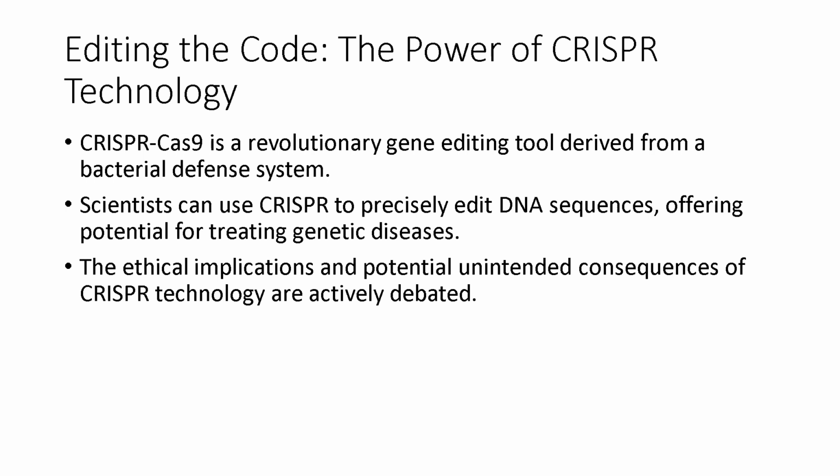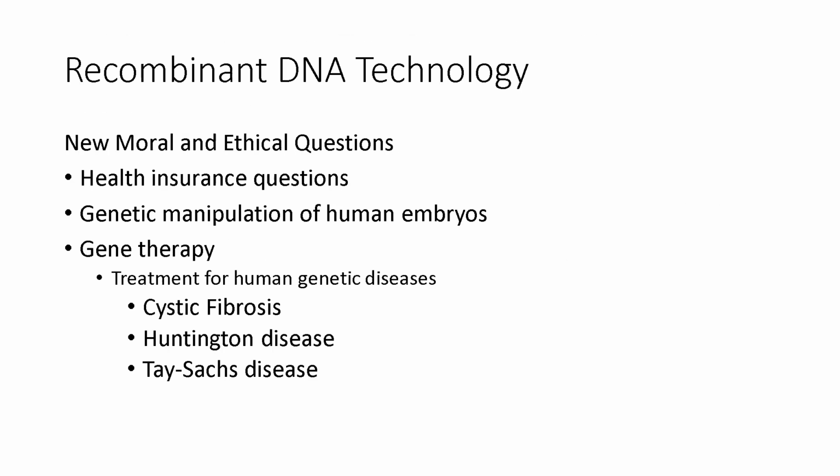CRISPR-Cas9 is a revolutionary gene editing tool derived from a bacterial immune system. It allows scientists to cut and edit specific DNA sequences with precision. CRISPR has enormous potential to correct genetic disorders, improve crops, and study disease mechanisms. However, it also raises ethical questions, especially when it comes to editing the human germline. With gene editing comes responsibility.